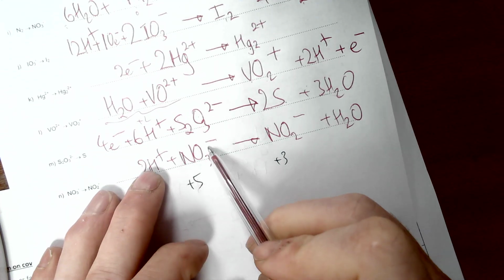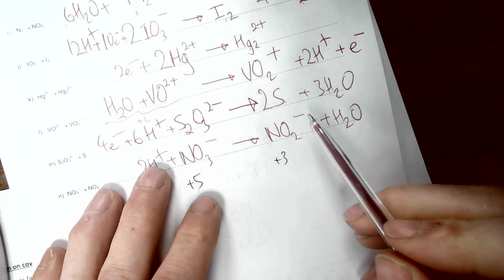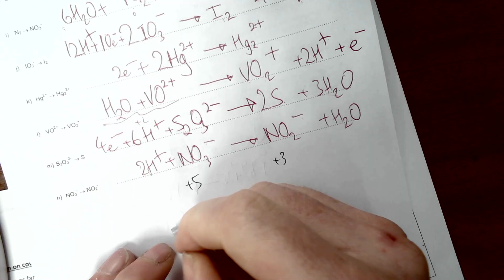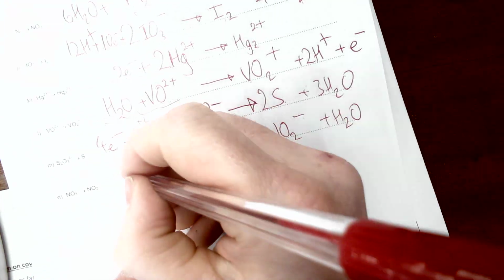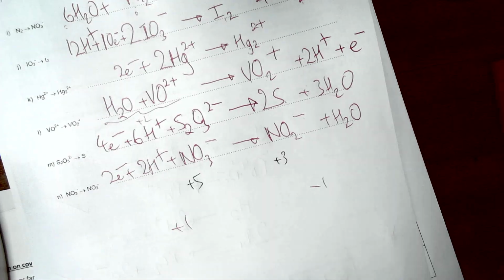This side is 2 plus minus 1, that's 1 plus. This side is 1 minus. How do you get from 1 plus to 1 minus? We need to add 2 electrons on this side.